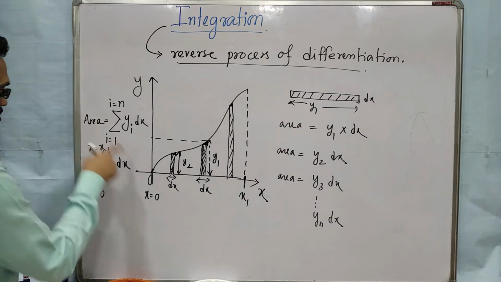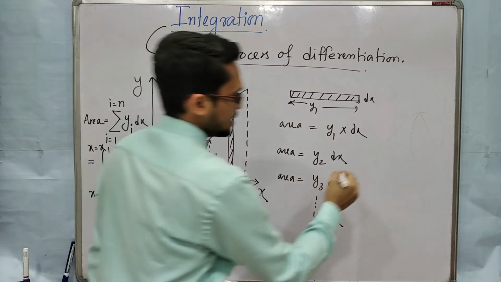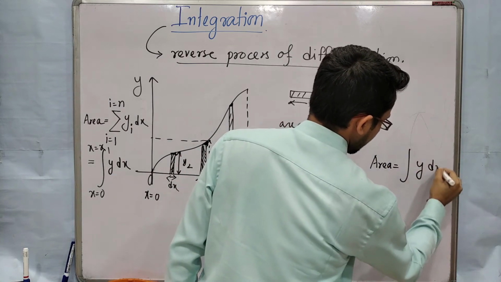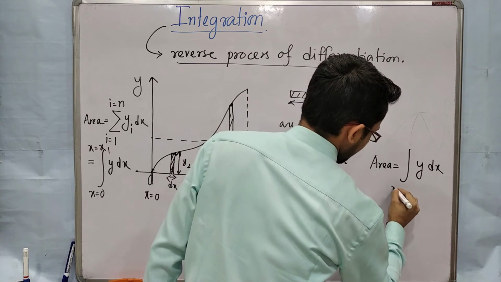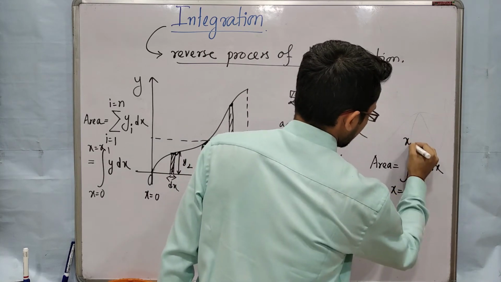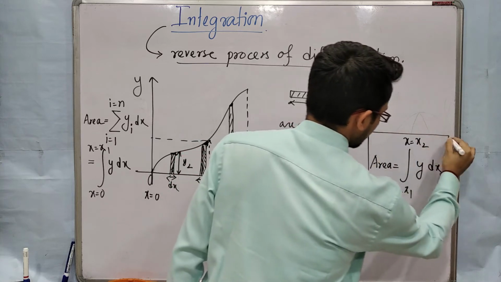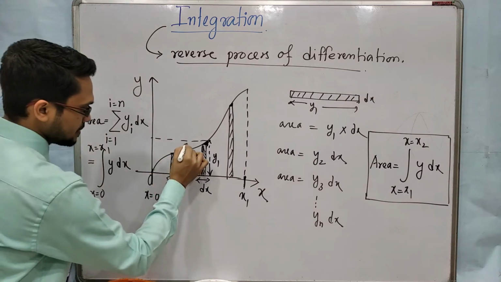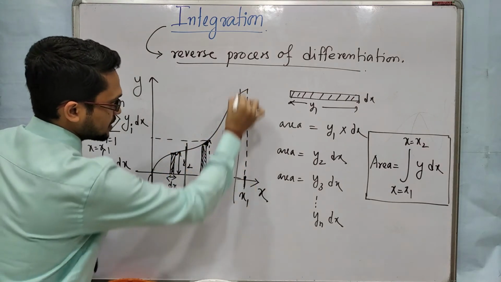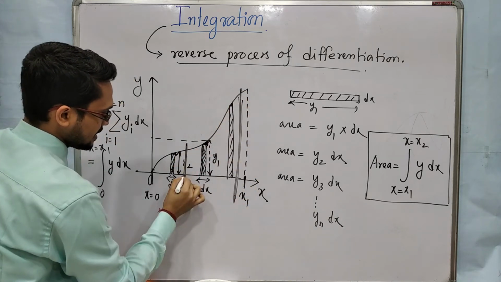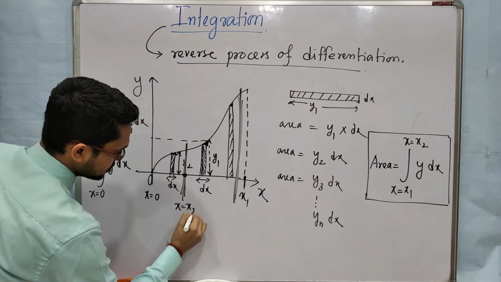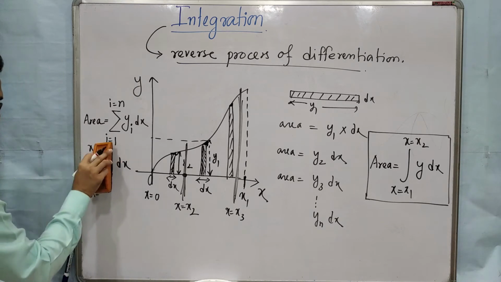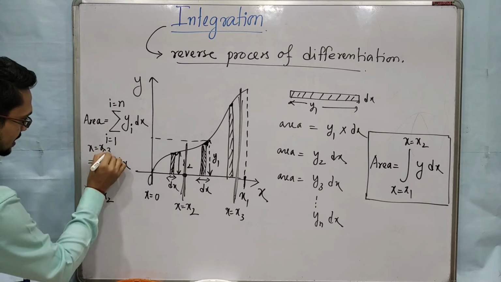So area under the curve is written by integration y dx. Suppose x equal to x1 to x equal to x2. x1 and x2 are the lower and upper limits. It may be anything. Suppose you want to find the area from this point to this point. Suppose this point is x equal to x2 and this point x equal to x3. Then the lower limit will be x equal to x2 and the upper limit will be x equal to x3.